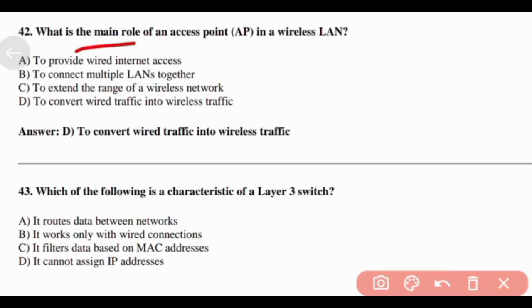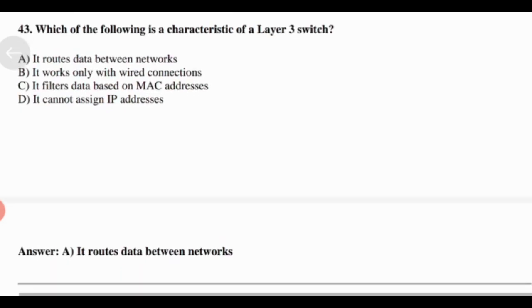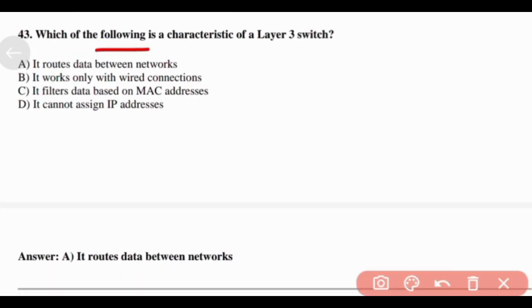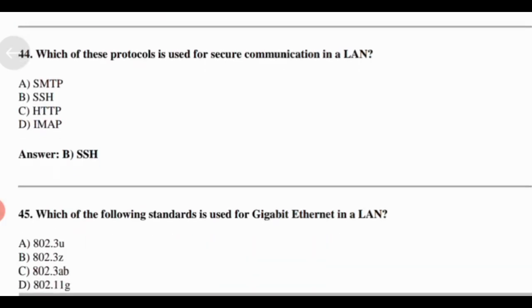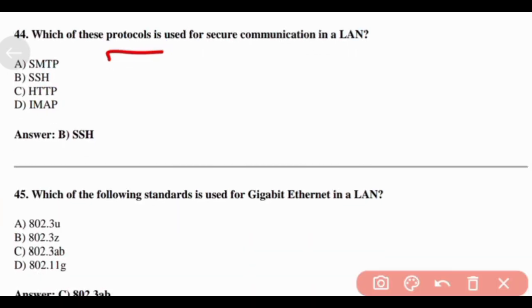What is the main role of an access point in a wireless LAN? To convert wired traffic into wireless traffic. Which of the following is a characteristic of a layer 3 switch? It routes data between networks. Which of these protocols is used for secure communication in a LAN? SSH.